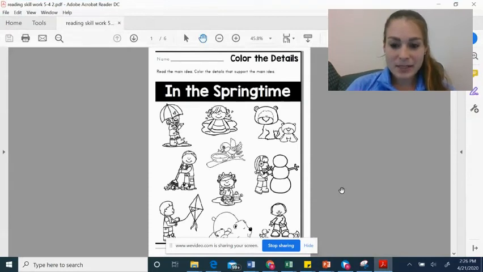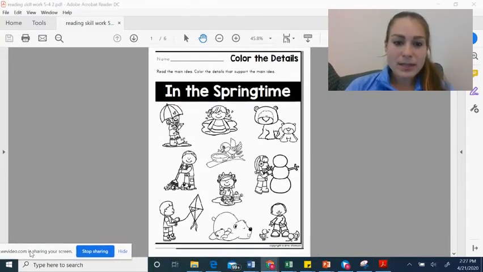Okay, so the last thing I want to talk about is your skill work. So your skill work is called Color the Details. So remember, the main idea is what the story was about. So when we just read our spring book, the story was about spring, okay? And it listed all the different things about spring. And the details that let us know about spring were maybe the birds and the flowers and the melting snow, okay? So this skill work says read the main idea. Color in the details that support the main idea. So the main idea is called In the Springtime.